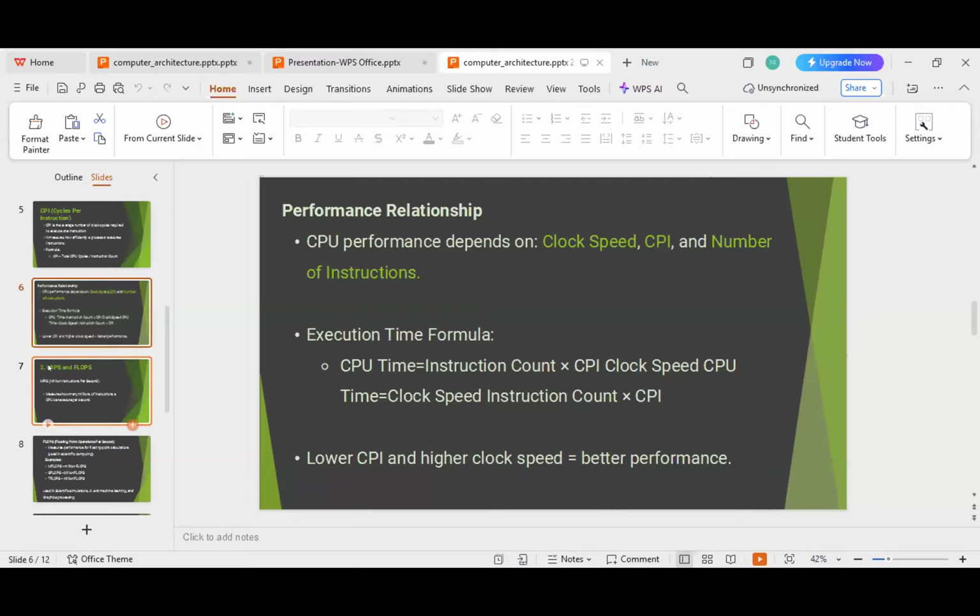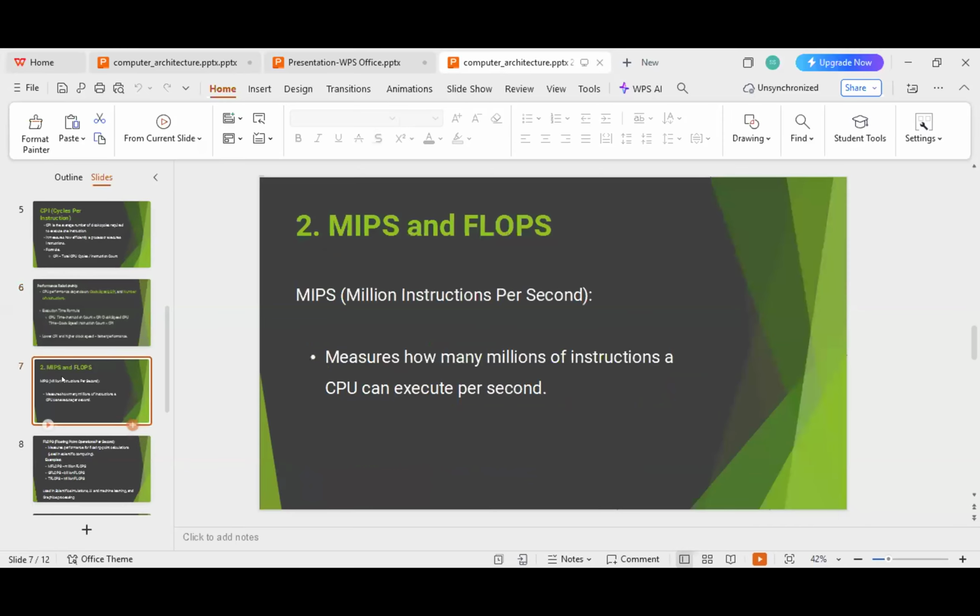A lower CPI and higher clock speed is equal to better performance. Then we also have million instructions per second, MIPS, and then floating point instructions per second. Millions of instructions per second measures how many millions of instructions a CPU can execute per second.